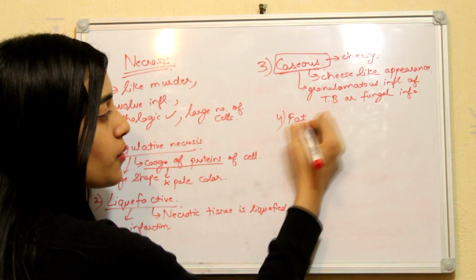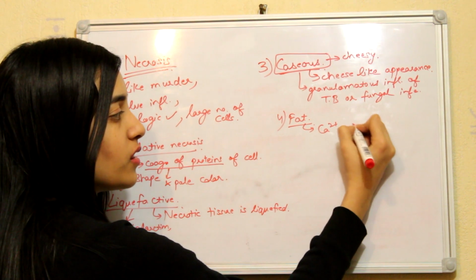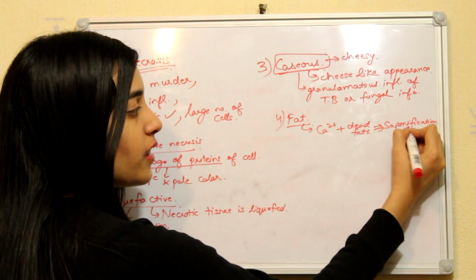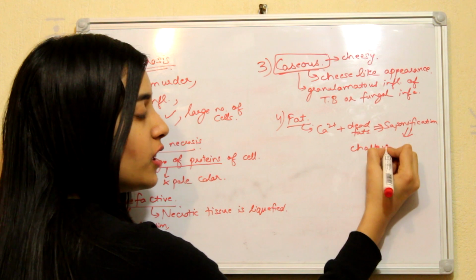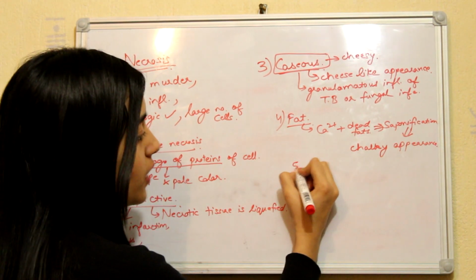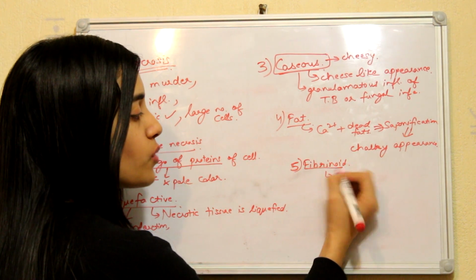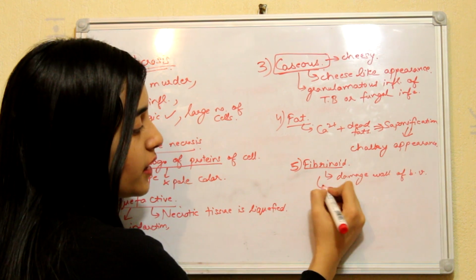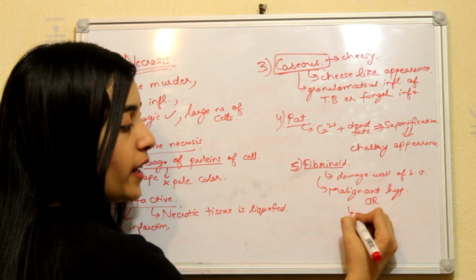Next type is fat necrosis. In this type of necrosis, the calcium binds with the dead fats. This process is called saponification, and this saponification gives this type of necrosis a chalky appearance, like chalk. And the last type of necrosis is fibrinoid necrosis. It is when there is damage to the wall of blood vessel. It is seen in malignant hypertension or vasculitis.